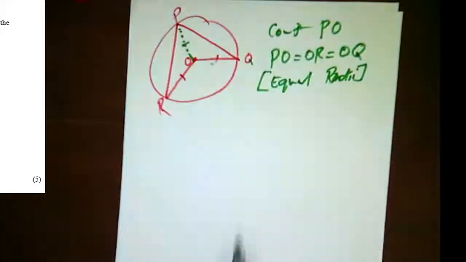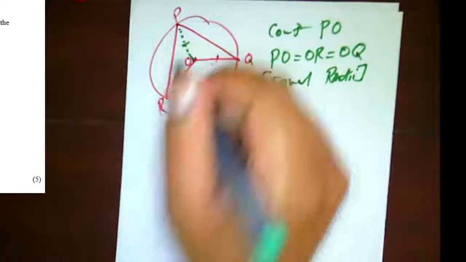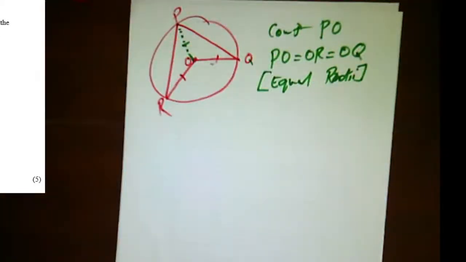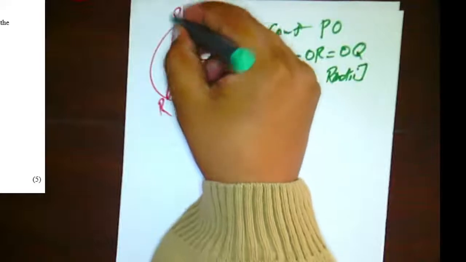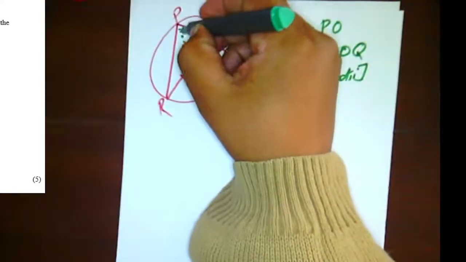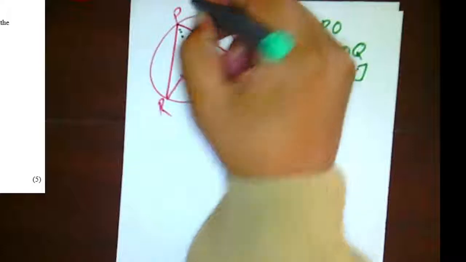So now that I know that, maths also allows me to make things easier for myself by replacing it with some placeholders. In this instance, when I constructed PO, I've divided angle P into how many angles?